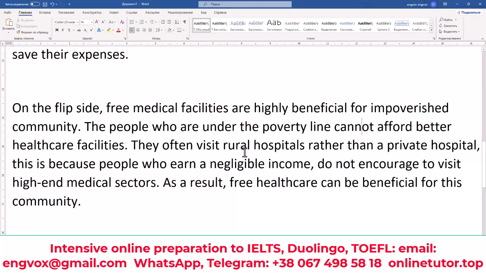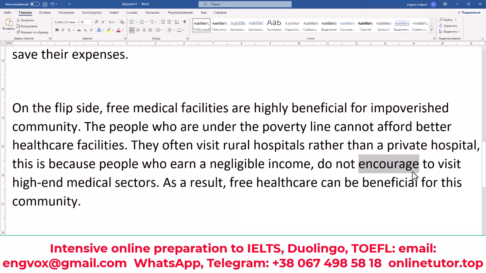They often visit rural hospitals, okay, rather than a private hospital. You see, she tries to put something from her own head, and she has problems, because why "here hospitals" and "here a private hospital"? Not a big deal, but again, it's an incongruence, it's wrong. This is because, again, this transition after the comma is a colloquial, speaking one, it's not a writing one, so it's a mistake.